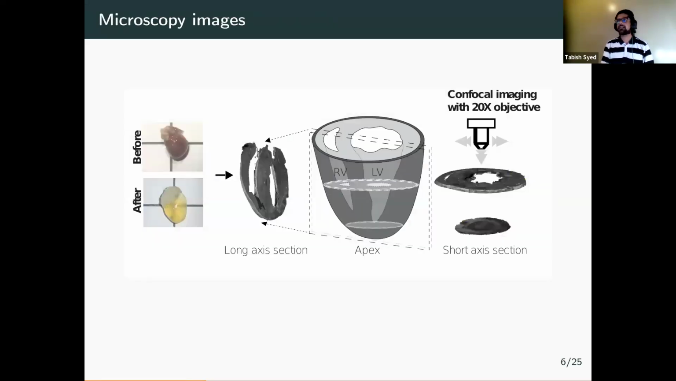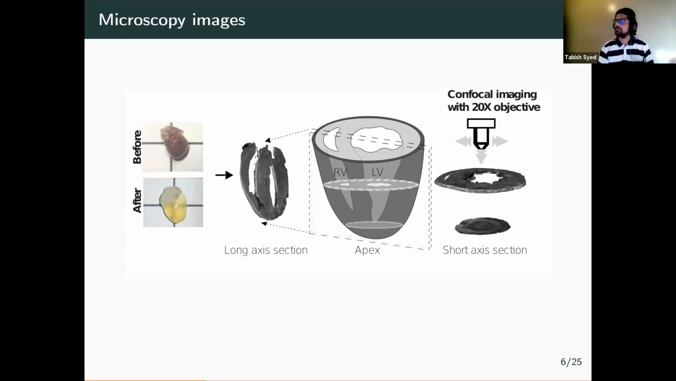We do this for the entire section. So we take the full heart, we clear the tissue, which means we make it transparent. So now we can image the whole tissue in 3D. Then we section it into thick sections, put it under a microscope, and image the whole plane. This process is kind of non-trivial, and I'm not going to go into it. There's a lot of biological detail here. It took like 2 or 3 years to actually define this process.